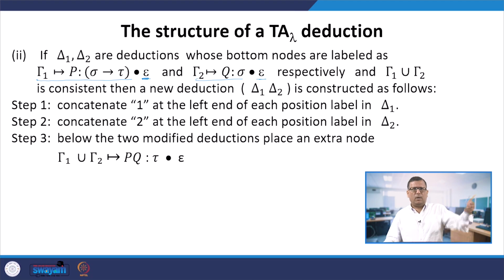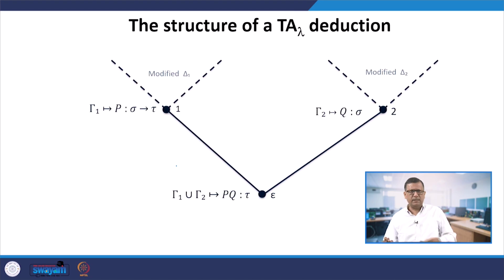So, we concatenate 1 at the left end of each position level in delta 1, then we concatenate 2 at the left end of each position level in delta 2, and below the two modified deductions place an extra node where the context will be gamma 1 union gamma 2 and the term will be pq and the type is tau and the position is an empty position. So, it is like this.